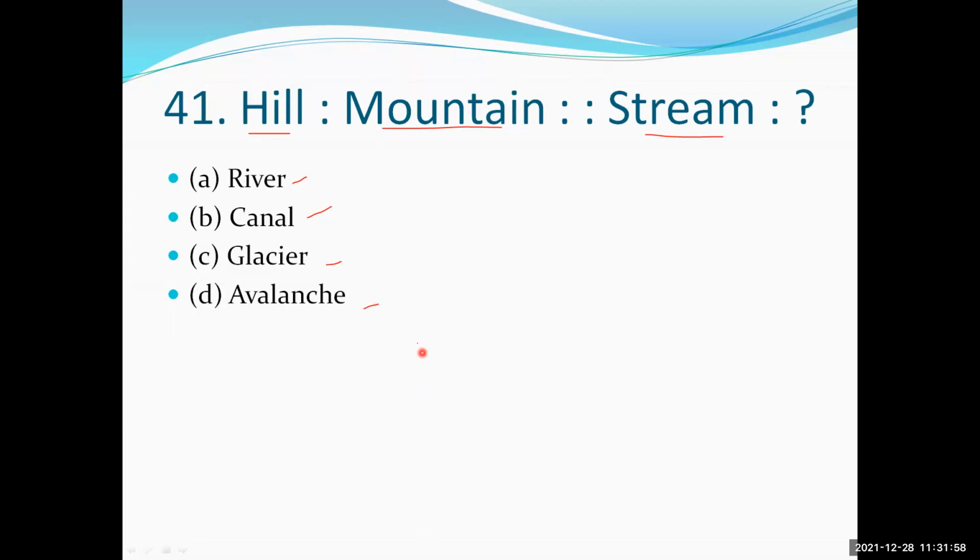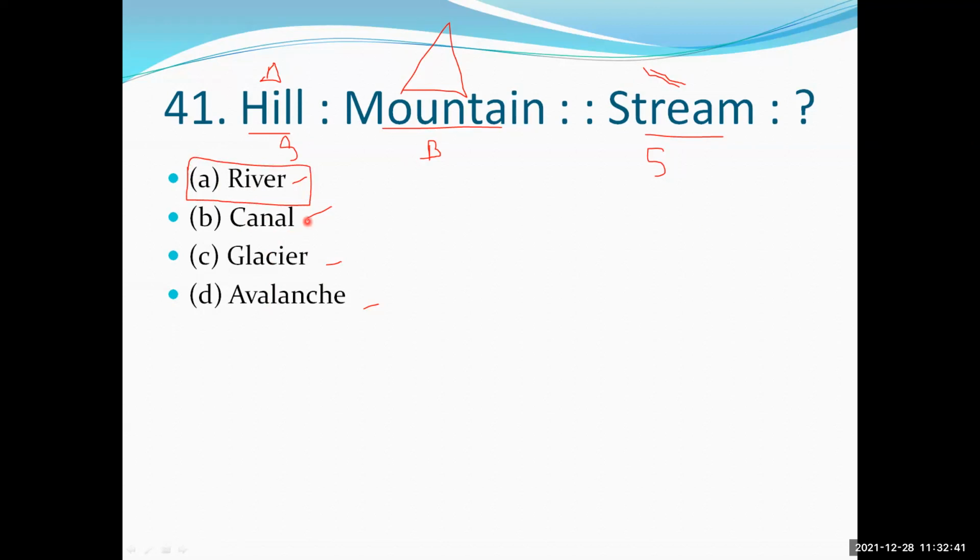In the first pair, let's understand hill and mountain. All people know that hill is a small form, and mountain is the big form. Now stream is the flow of water. Stream is a small body of flowing water. Now we want a big body of flowing water. River, so a stream becomes a river later on. Therefore option A is the answer.